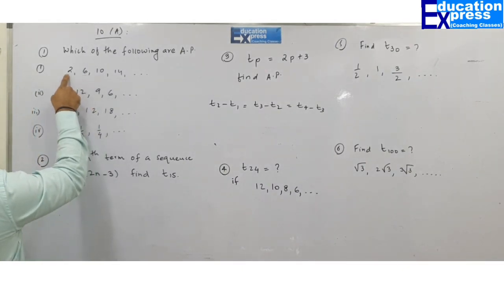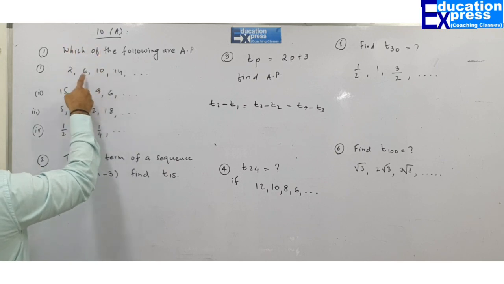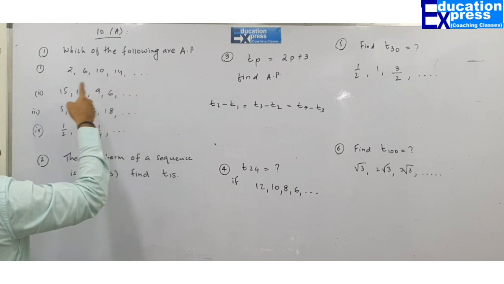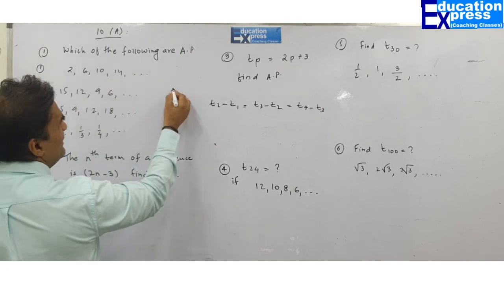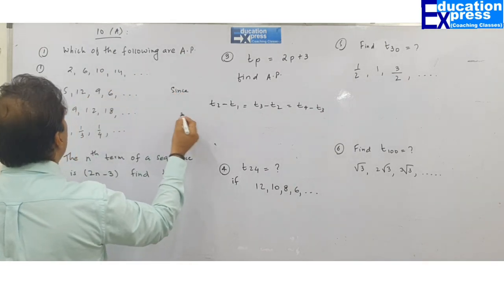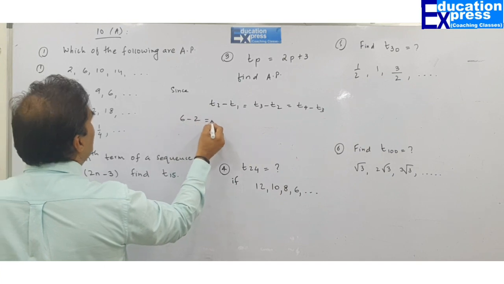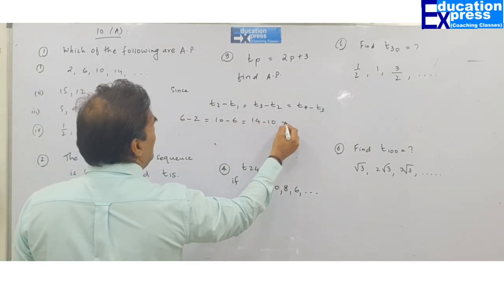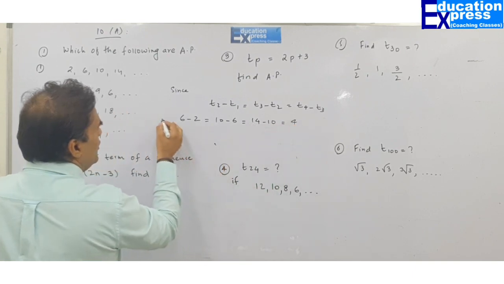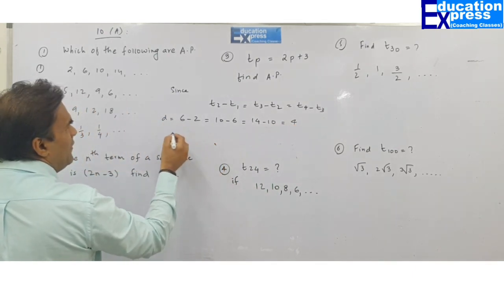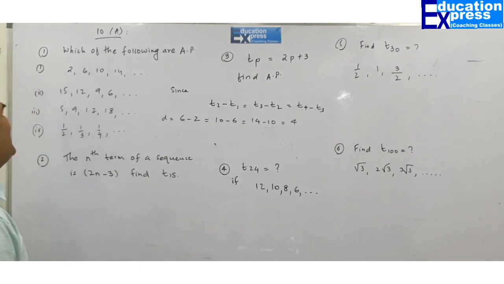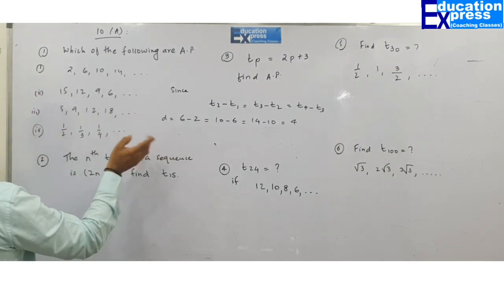6 minus 2, 4. 10 minus 6, 4. 14 minus 10, 4. Since 6 minus 2 is the same as 10 minus 6 is the same as 14 minus 10, which is nothing but 4, my d is the same. Therefore, the given series is in AP. Simple identification.